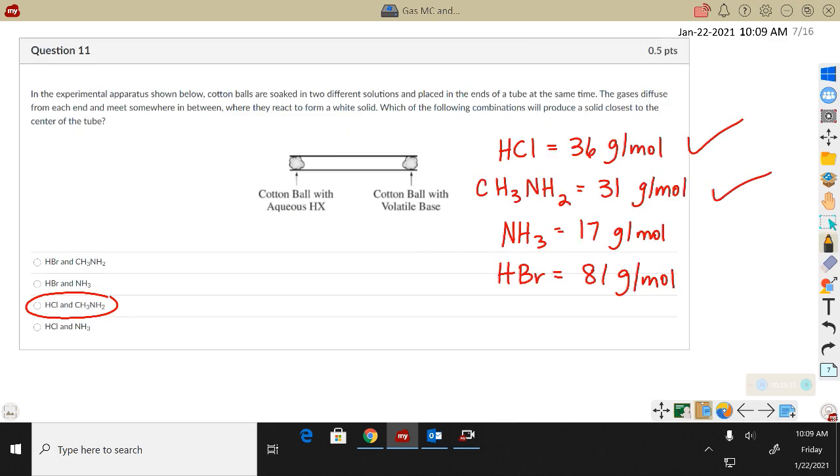Here's another cool setup with Graham's law of effusion, where there are cotton balls soaked in 2 different solutions. When the solutions vaporize, their vapors will form a white solid. And we want to know which of these combinations would form the white solid closest to the center of the tube. Well, then they're moving at about the same speed, and they must then have about the same mass. So we're looking for the 2 particles that have nearly the same mass, or at least the closest masses.